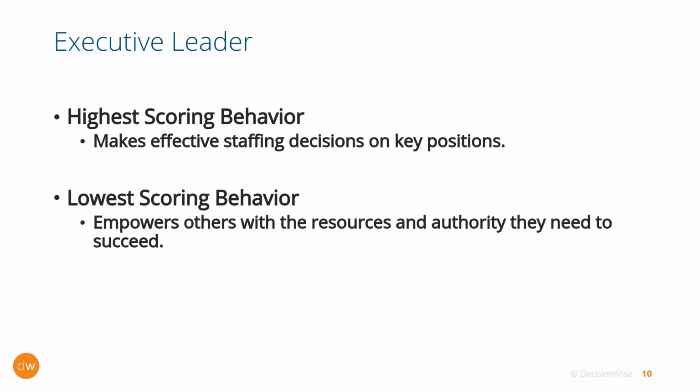So again, we're going one level more specific: the actual statements that scored the highest and the lowest for executive leaders. "Makes effective staffing decisions on key positions" is our highest scoring item for executive leaders. The lowest scoring item for executive leaders is "empowers others with resources and authority they need to succeed." Kenna, any thoughts on what you're seeing with these executive leader high and low statements?